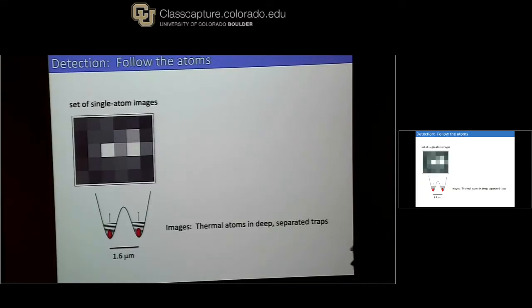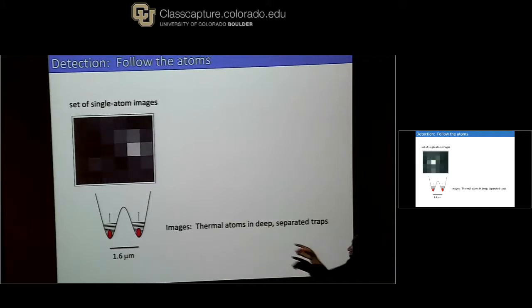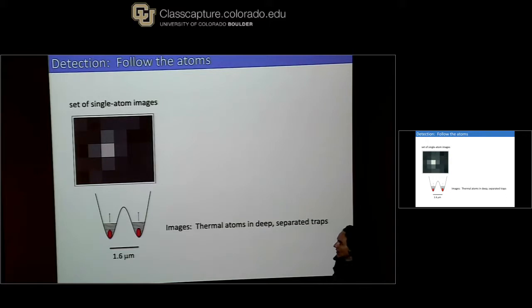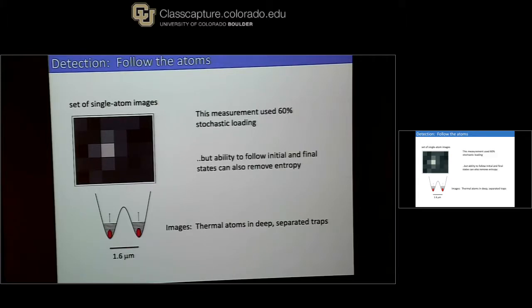Okay, so in all the experiments that I'll be talking about from now on, we're really just using two atoms, even though we're trying to get more into these experiments. And in these experiments, we're often just loading with this 50% probability of getting an atom in any given trap. But we always see where that atom is before we start the experiment. In that way, we have information that already removes entropy from the system.